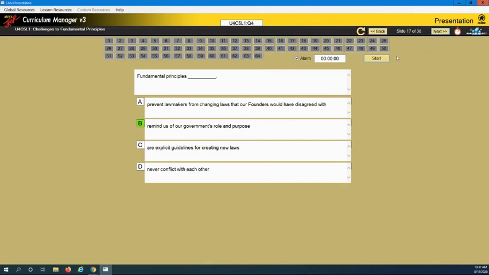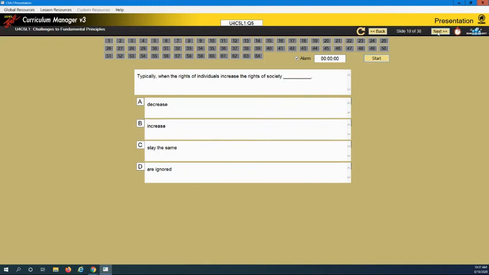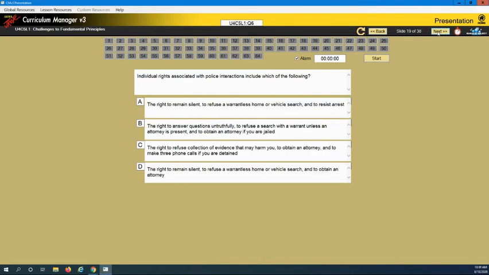Fundamental principles remind us of our government's role and purpose. Review here. Typically, when the rights of individuals increase, the rights of society decrease. Individual rights associated with police interactions include the right to remain silent. You can refuse a warrantless home or vehicle search. You do not have the right to resist arrest.